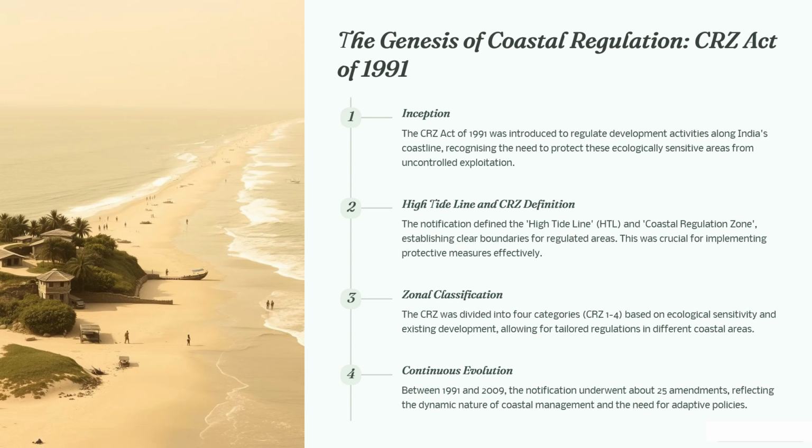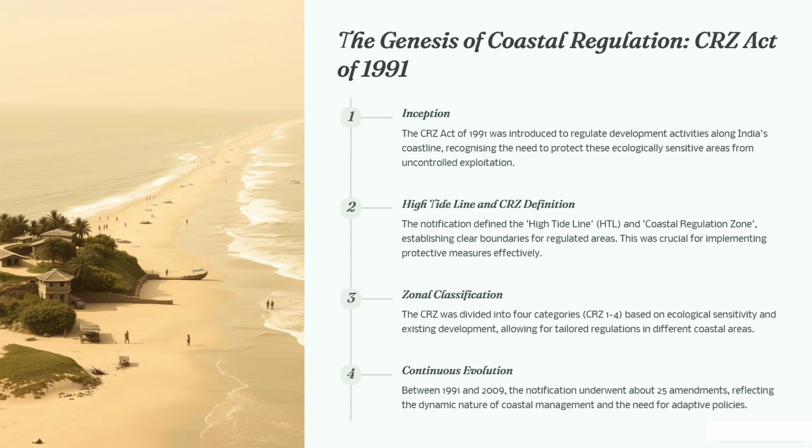2. High tide line and CRZ definition. The notification defined the high tide line, HTL, and coastal regulation zone, establishing clear boundaries for regulated areas. This was crucial for implementing protective measures effectively. 3. Zonal classification. The CRZ was divided into 4 categories, CRZ 1 to 4, based on ecological sensitivity and existing development, allowing for tailored regulations in different coastal areas.